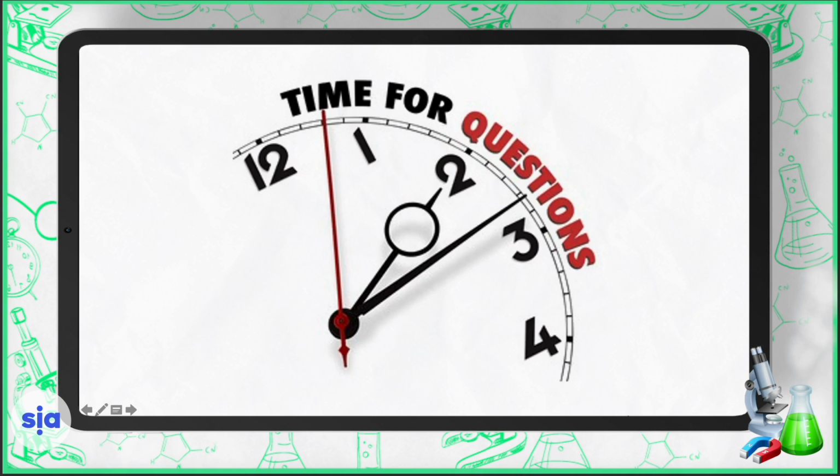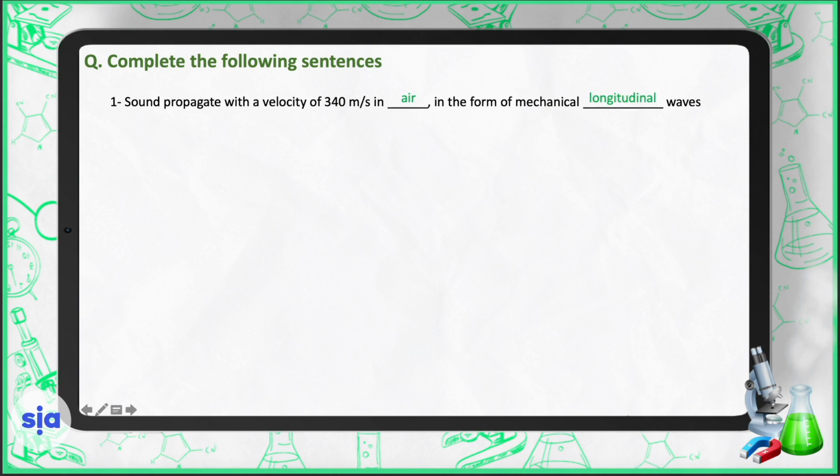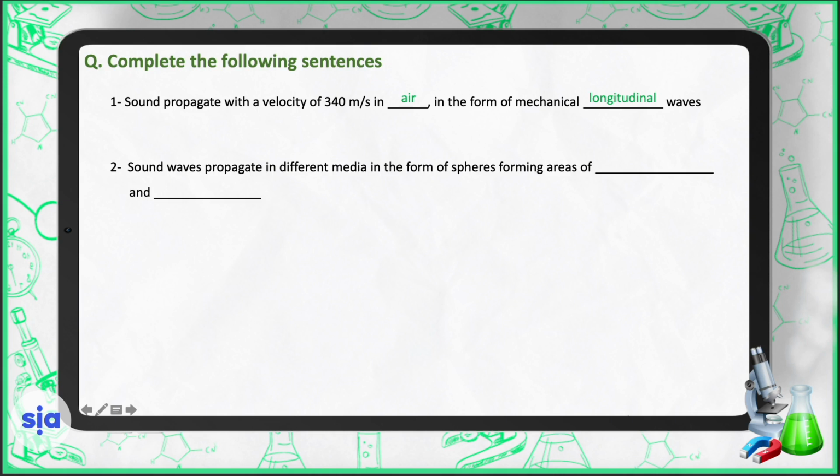Now it's time for questions. Complete the following sentences. Sound propagates with a velocity of 340 meters per second in air, in the form of mechanical longitudinal waves. Sound waves propagate in different media in the form of spheres, forming areas of compressions and rarefactions. Musical tones have uniform frequency, unlike noise.